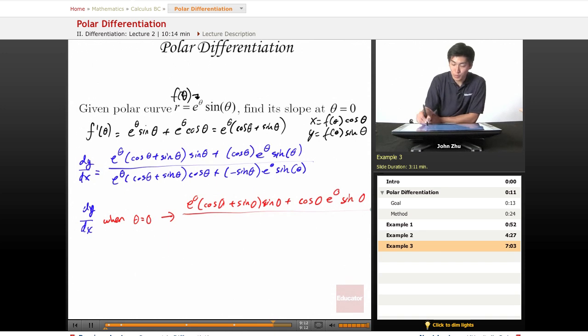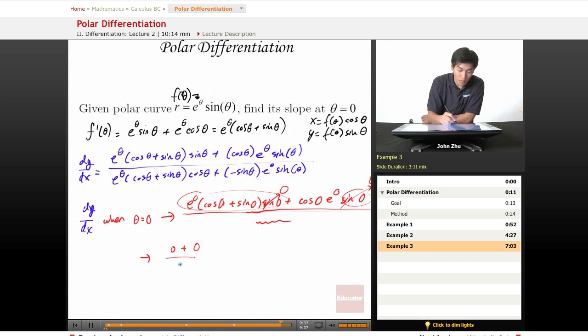So before we move on into plugging in 0 for the denominator, to save a little bit of time on the actual exam, we can take a look at what values create 0. So sine of 0 is actually 0, which makes this whole expression 0, and which makes this whole expression 0. So right now we have 0 plus 0. So no matter what the denominator is, we know that 0 plus 0 equals 0 over something, which means that our dy/dx equals 0.